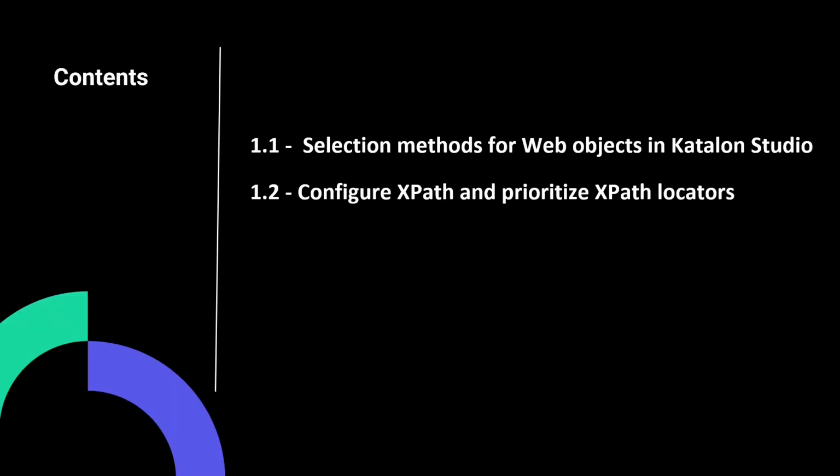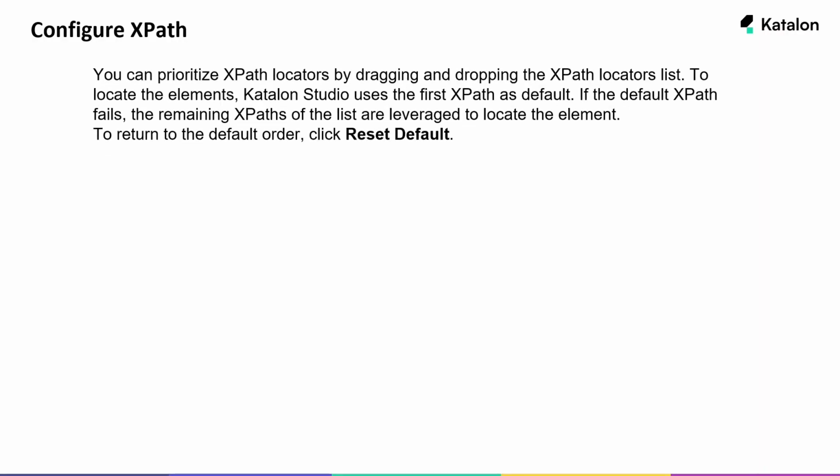In section 2 of chapter 1, you will learn how you can configure XPath and how you can prioritize XPath locators. You can prioritize XPath locators by dragging and dropping the XPath locators list. To locate the elements, Katalon Studio uses the first XPath as default. If the default XPath fails, the remaining XPaths of the list are leveraged to locate the element. To return to the default order, you need to click on Reset Default.